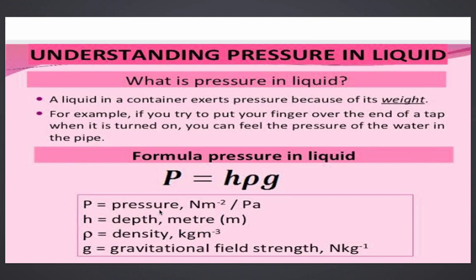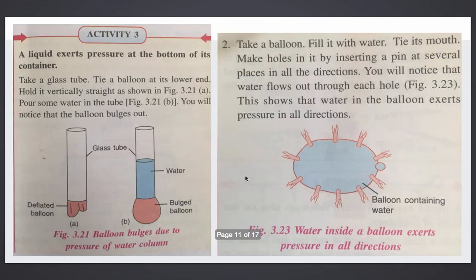P is the pressure, unit Pascal or Newton per meter square, as I just repeated. h is the depth or the height of the liquid. Rho is the density of the liquid. g is the force of gravity, the gravitational field strength, you all have understood that, I guess. Now P is equal to h rho g. That means all the factors affect the pressure directly: height directly, density directly, gravity directly. So we'll talk about these today while we discuss a few activities.